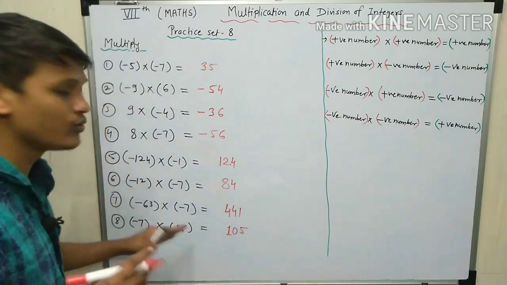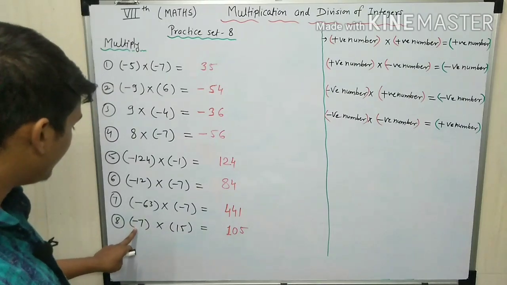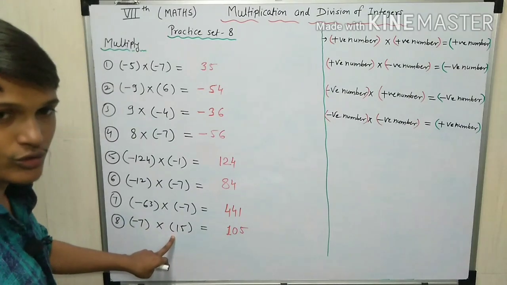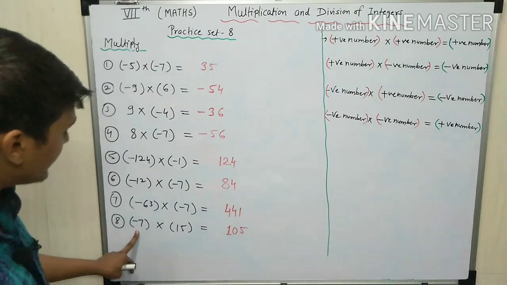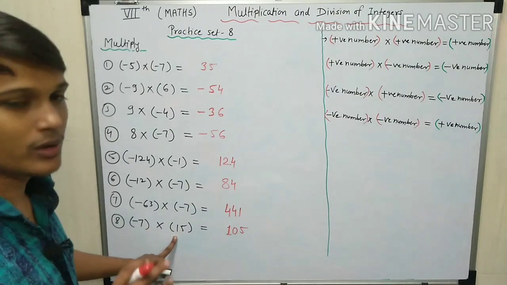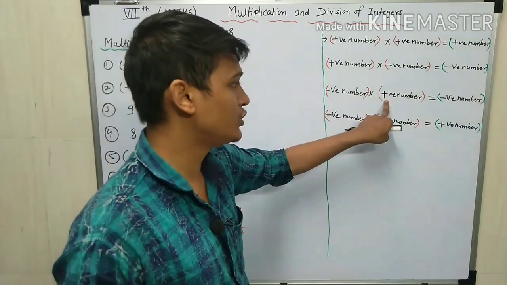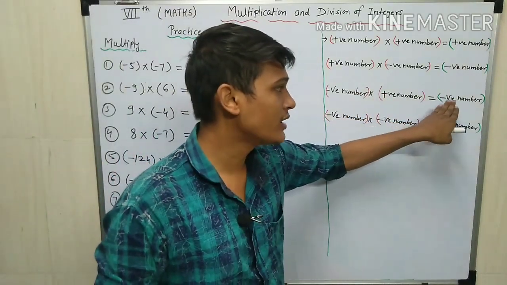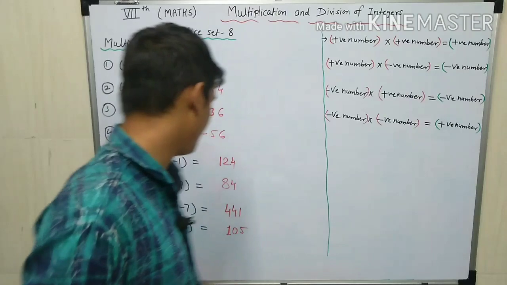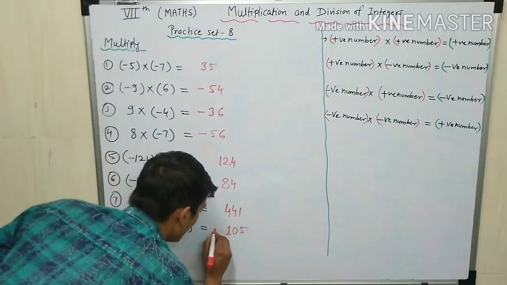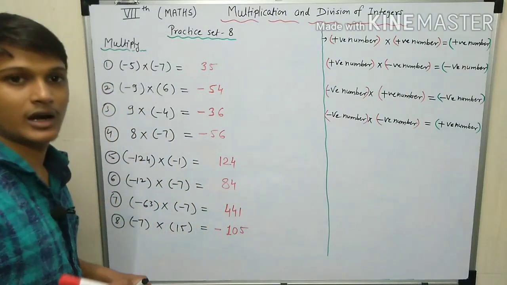But what is the sign? We can see here there is a minus sign and the second is a positive. The first is a negative number and the second is a positive number. So what is the sign? Negative number. We can write here negative number. Understood?